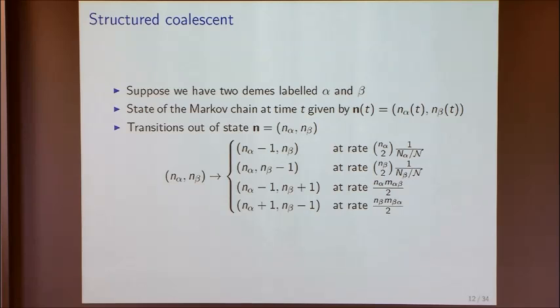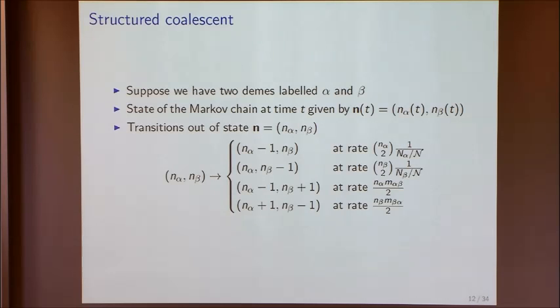So to give a concrete example of what this Markov chain looks like, when you have, say, 2 demes, we'll label them alpha and beta. So now the state of the Markov chain, the genealogical process, at time t, is given by this tuple indexed by alpha and beta. So n alpha t is the number of individuals that are ancestors of your sample that are now in deme alpha, and n beta is the number of ancestors of your sample that are living in deme beta right now.